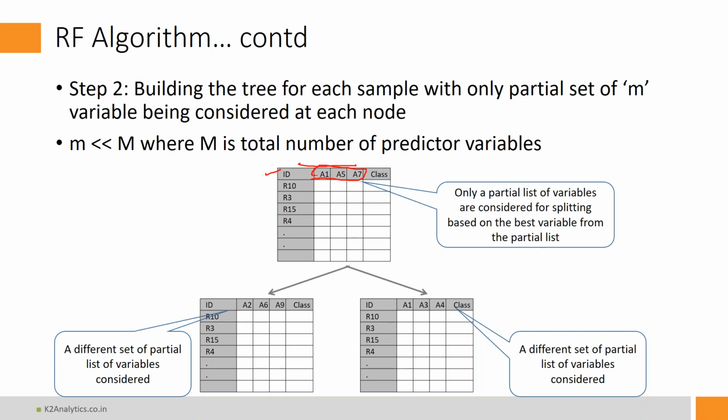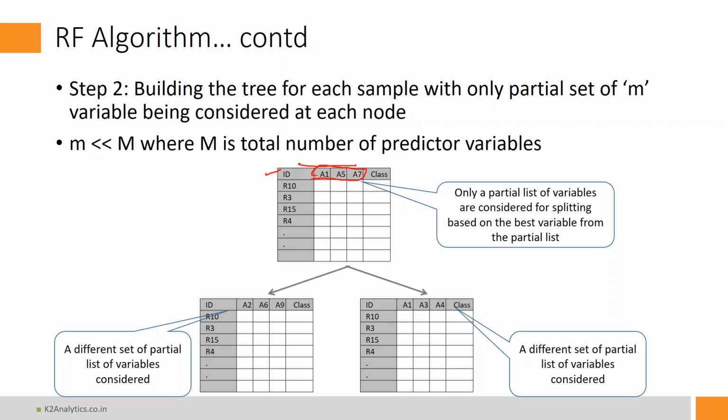How is a CART model built? In a CART model, you start with a root node. All variables are evaluated against the target for Gini gain. The variable which gives you the best Gini gain is used for splitting. That is the CART logic.